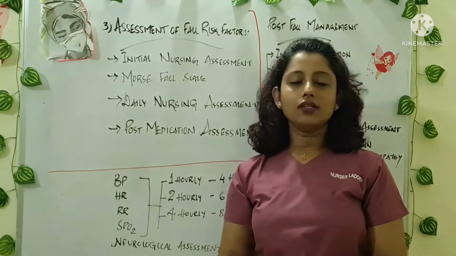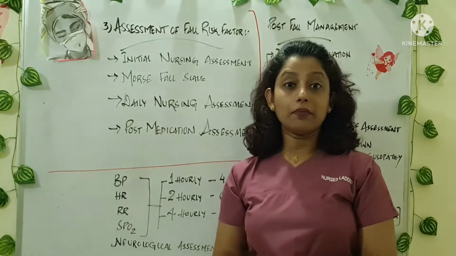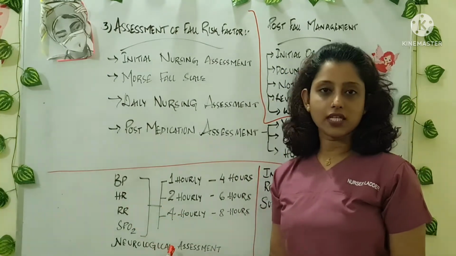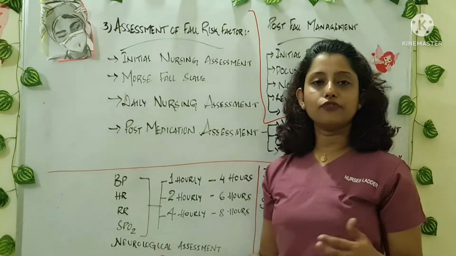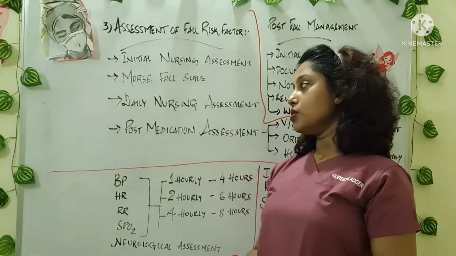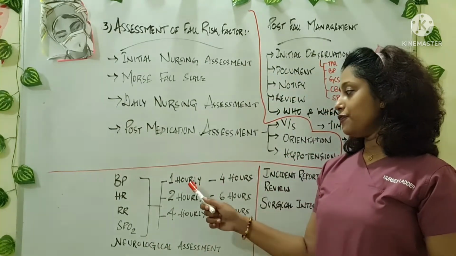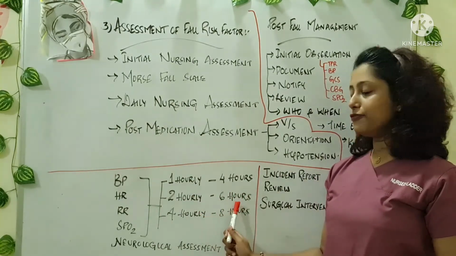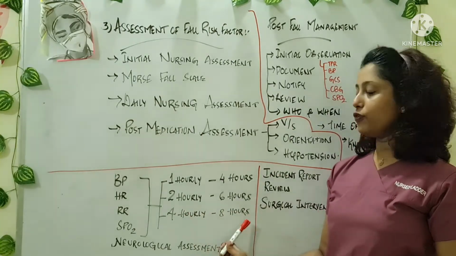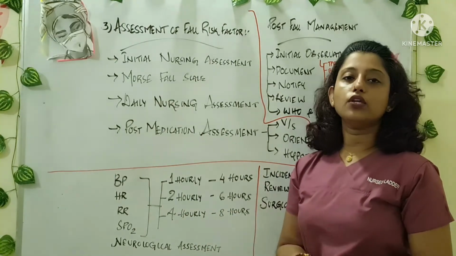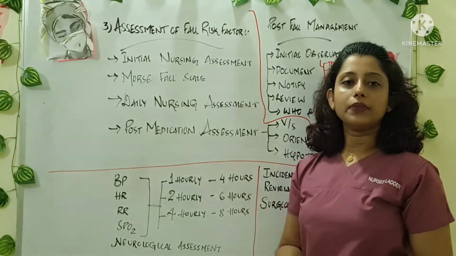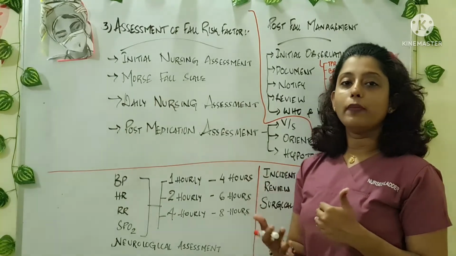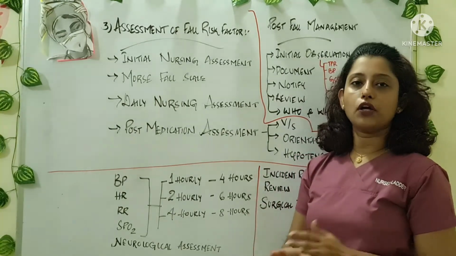Post fall, you need to check certain parameters such as BP, heart rate, respiration rate, SpO2 as well as neurological assessment. Neurological assessment is usually carried out if there is any suspected head injury. These must be measured every hour for the first 4 hours, second hourly for the next 6 hours, and 4 hourly for the next 8 hours. This is the way you check the vital parameters, so that we can detect any abnormalities in the patient's level of functioning.